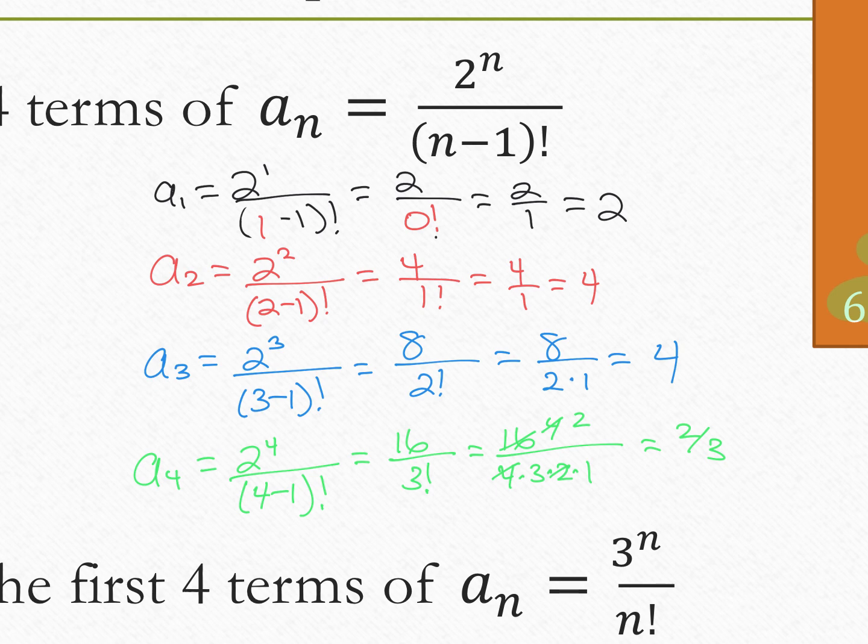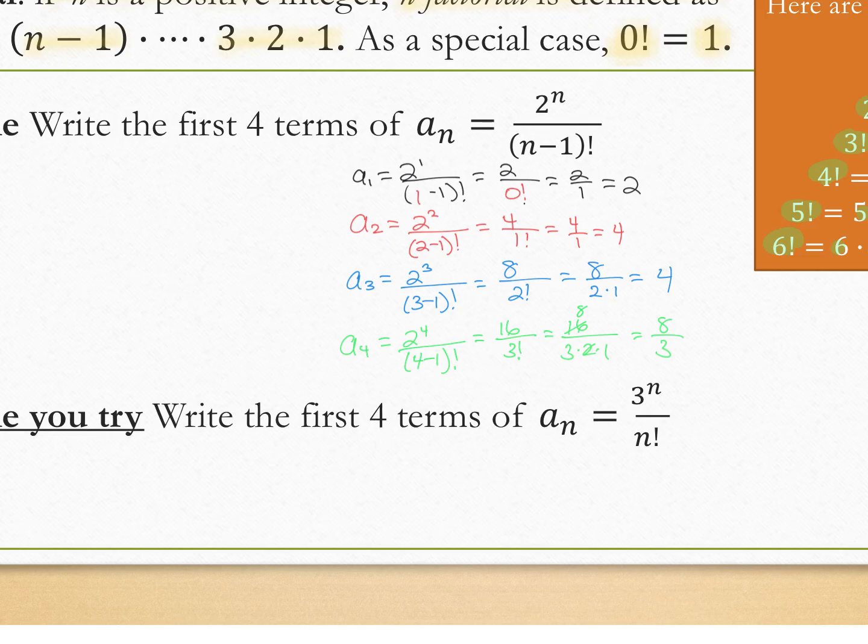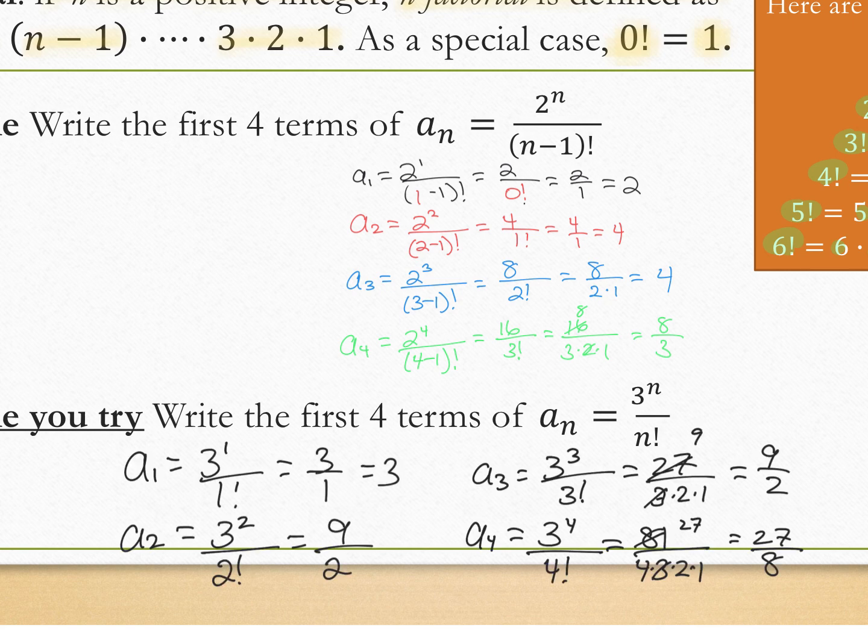Oh my goodness gracious. Keep making silly mistakes. Let me fix it. Okay, so 16 over 3 times 2 times 1. That looks better. 2 into 16 is 8, so 8/3. Take a minute and find the first 4 terms of the example you try. Okay, so hopefully you found the first term to be 3, the second to be 9 over 2, the third also 9 over 2, and the fourth 27 over 8.